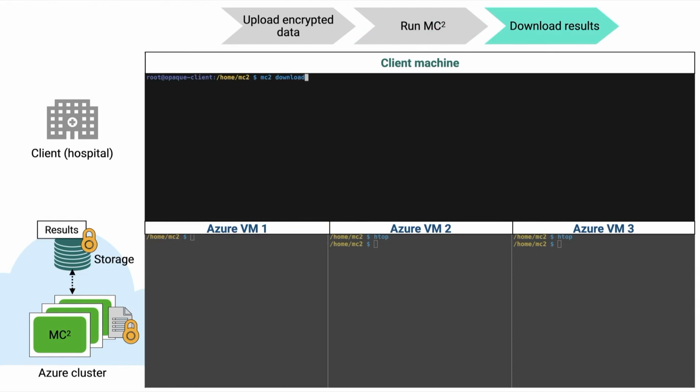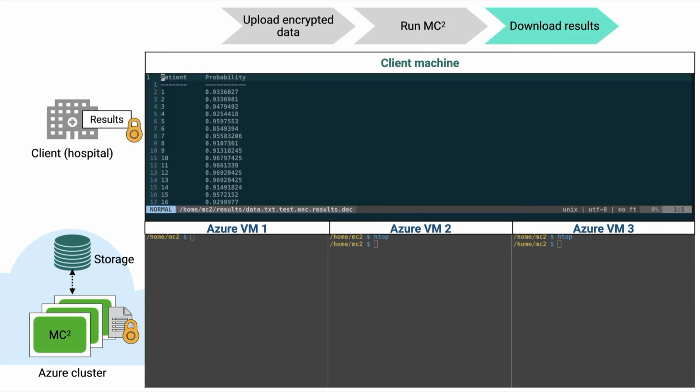Step 3. The user executes the command MC² download. This command downloads the prediction results from the storage on Azure and decrypts them. The output is actionable by the hospital. In this case, the second column shows the probability of each patient contracting the disease. So, for example, the hospital can have a follow-up process for high-risk patients.